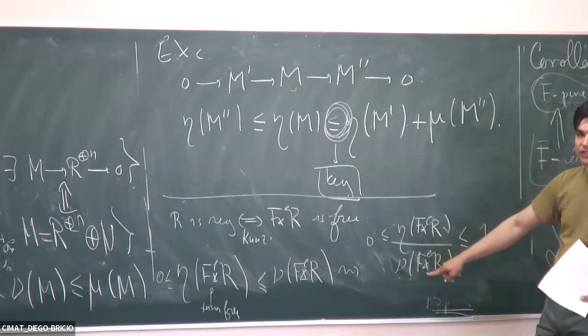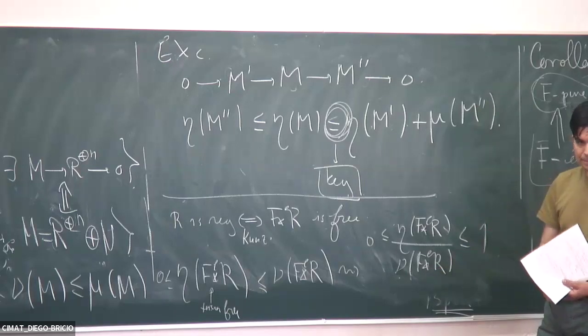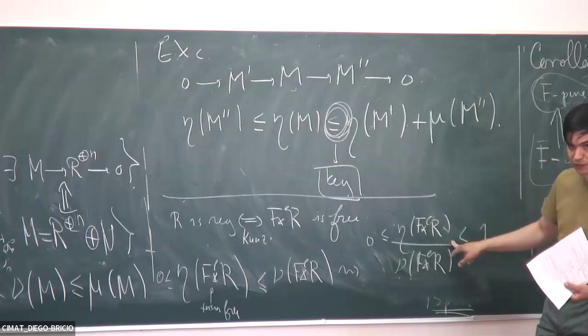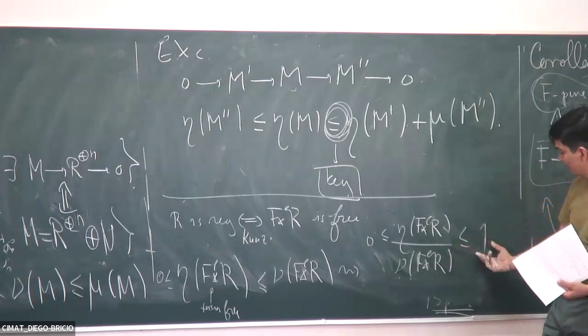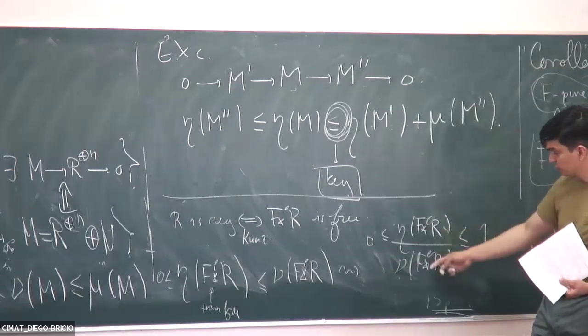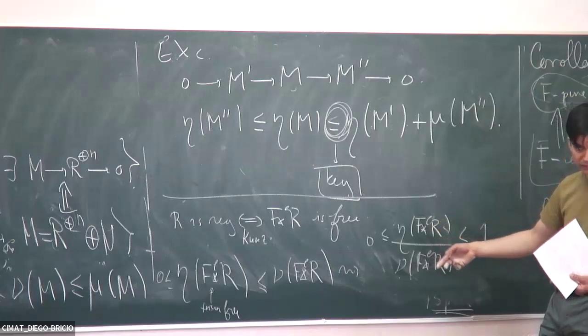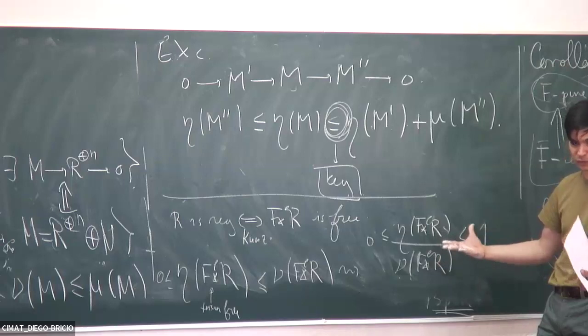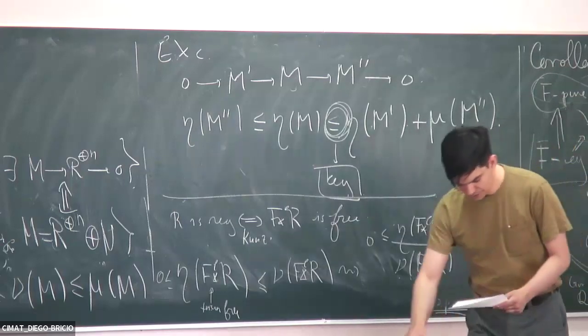Free rank versus generic rank. Okay? And this is 1 if and only if R is regular. So if I had a regular ring, these quotients here are always 1. That's another way to express Kunz's theorem. It will be a constant sequence of 1s. Very boring.